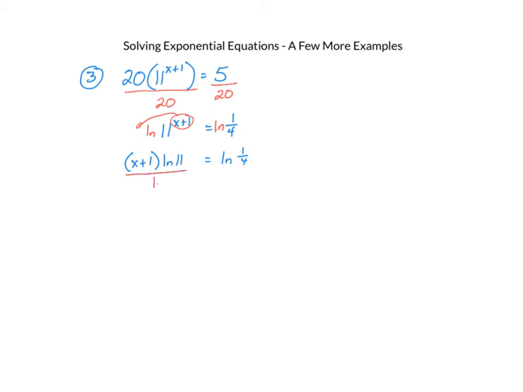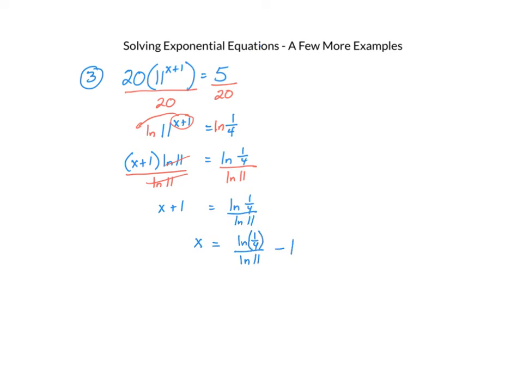So we divide by ln of 11. So it cancels on the left, and we have x plus 1 equals the natural log of 1/4 divided by the natural log of 11. And let's subtract 1. So we have x equals the natural log of 1/4 divided by the natural log of 11 minus 1. And for clarity, we could put parentheses around that 1/4.